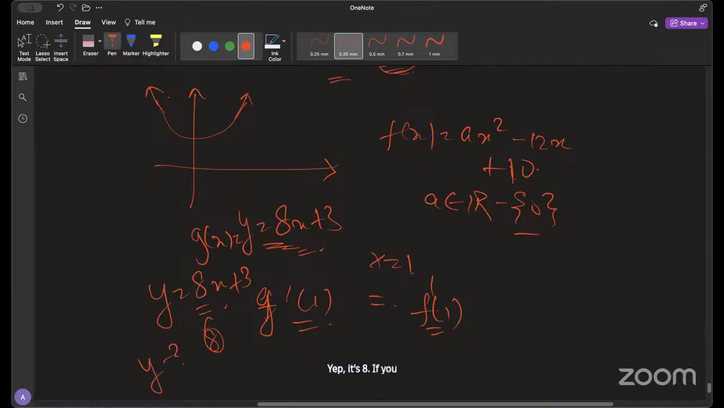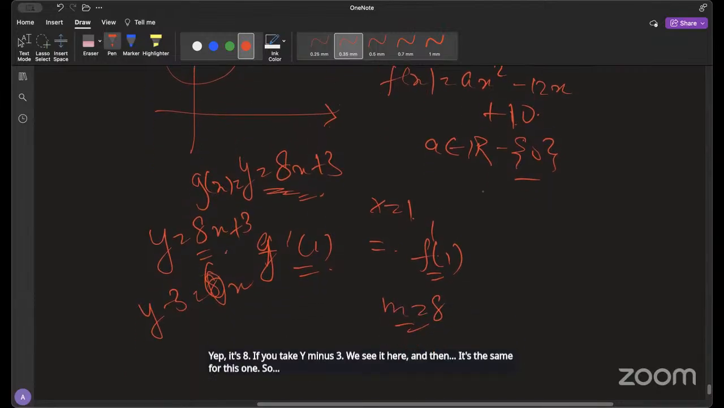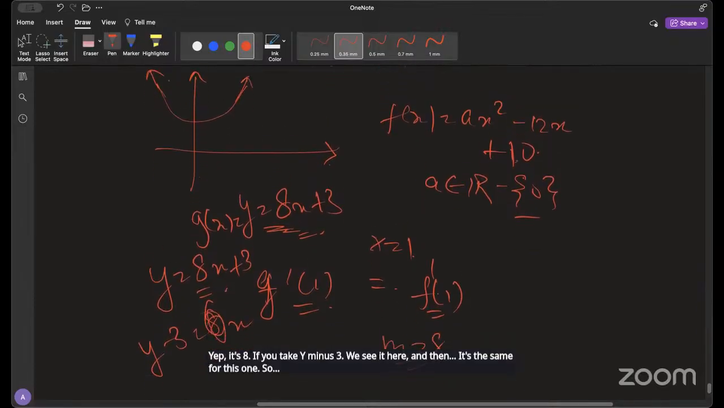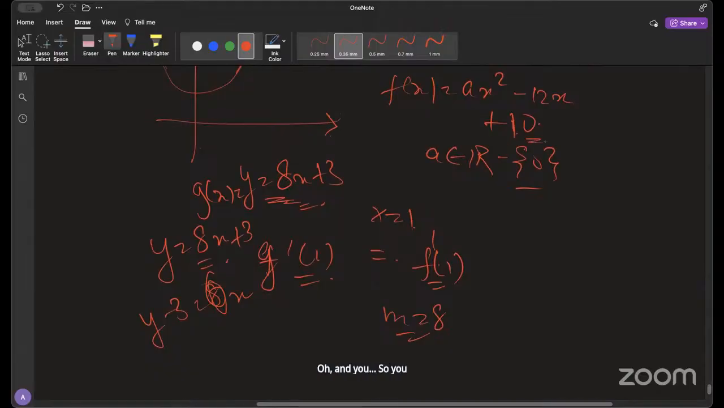If you take y minus 3, it's 8 here, and it's the same for this one. If you can't differentiate it, how do you find a then? Either you do it this way: you equate this thing to 8 at 1. So you get the value of a.